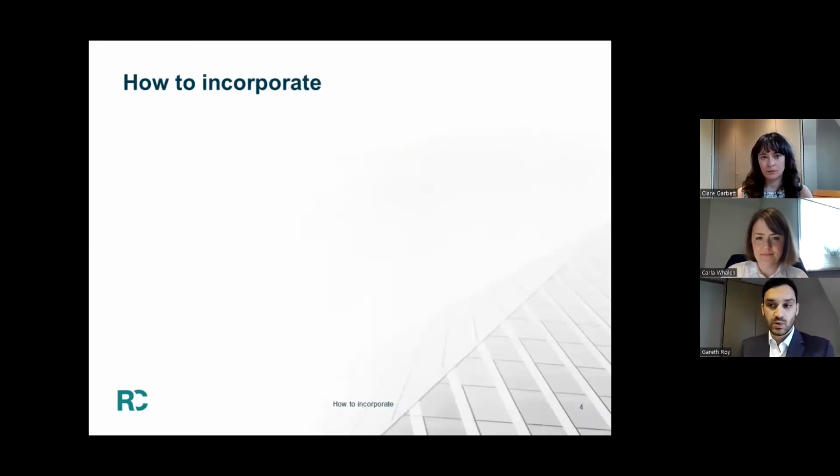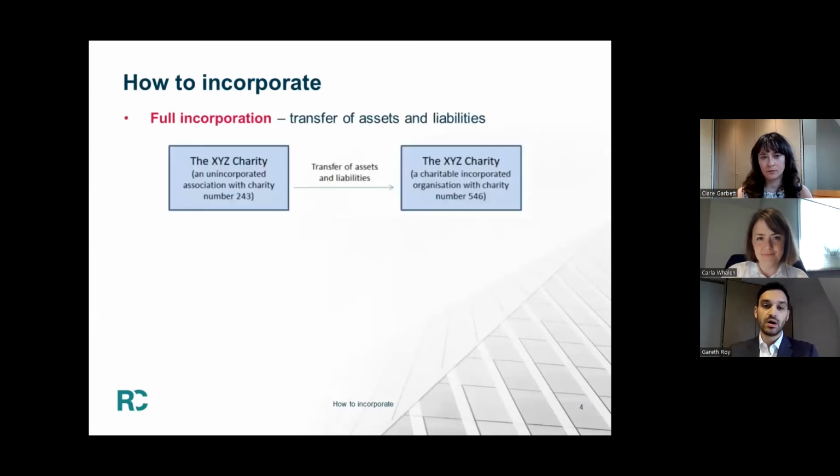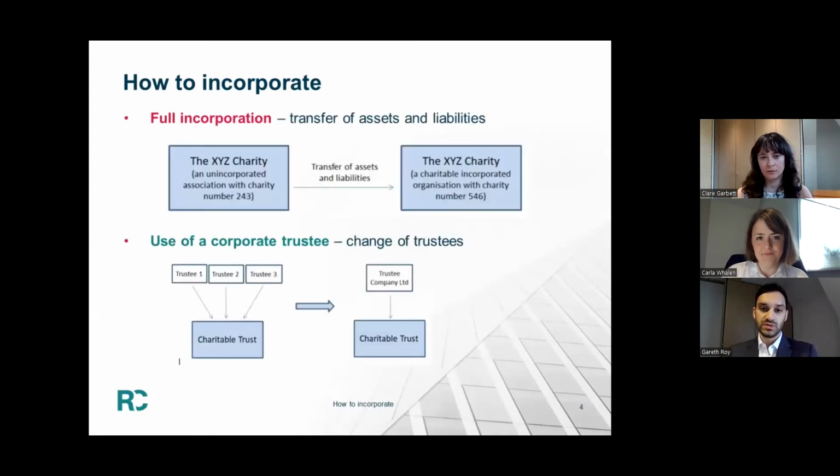So if you decide to incorporate, how does a charity go about doing this? There are two options in terms of how this can be achieved. The first and most common option is a full incorporation. This involves setting up a new corporate charity and transferring all of the assets and liabilities of your current charity into the new corporate charity and running everything through the new corporate charity in future. So conceptually, nice and simple, you've just got your new charity that you run through.